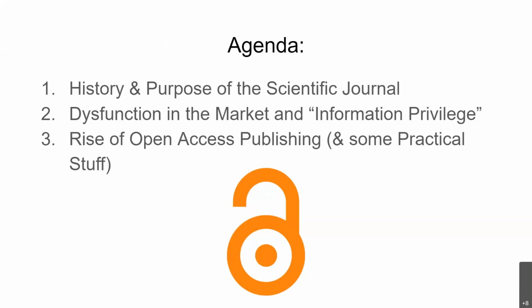So before we get right into the open access part, I think it's useful to talk a bit about the history of journals, because that gives you some of the context and background for the topic and why open access developed and why it's important. Talking about the dysfunction in the conventional journal market and the information privilege that this has evolved into gives you more context about why open access has developed. Then we'll get into open access specifically and some of the practical stuff too. If you are interested in making any kind of output of your research openly available, I'll give you some tips for how to do that.